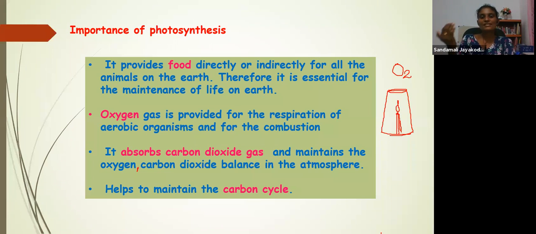Then fossil fuels are burned by humans, and then the carbon is released again to the atmosphere. In this way, a carbon atom is cycled all over the atmosphere. Carbon is cycled in the carbon cycle. Photosynthesis is the main mechanism which helps this process. So that is the overall importance of photosynthesis.